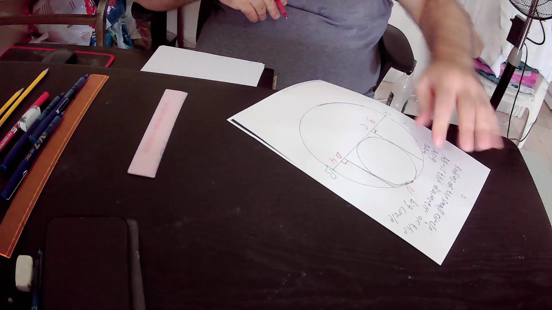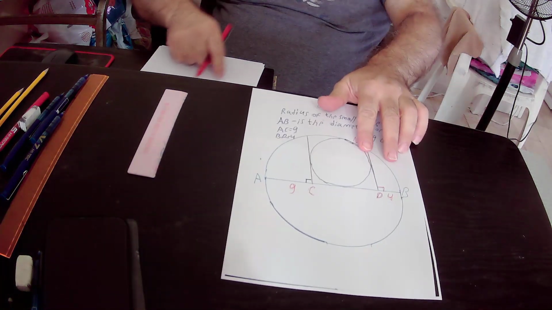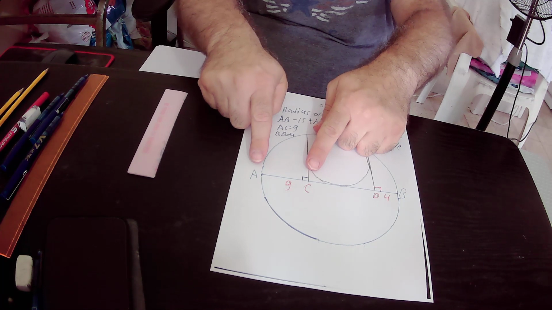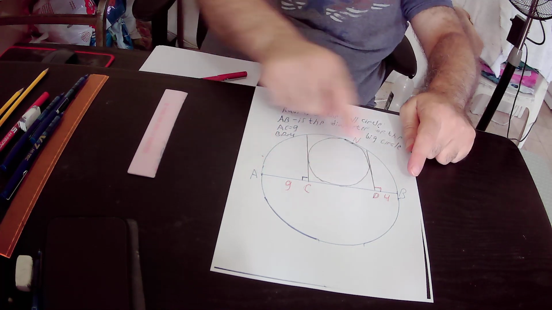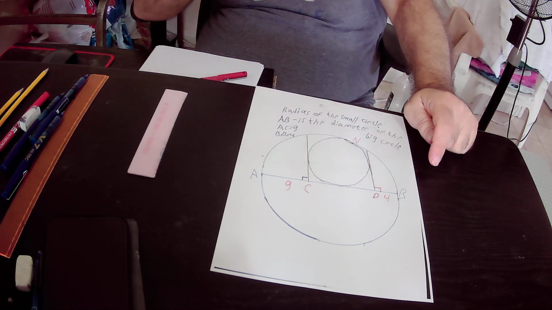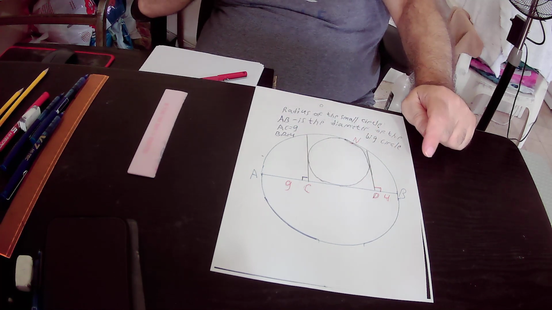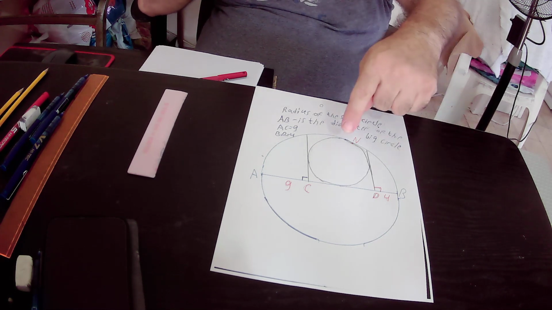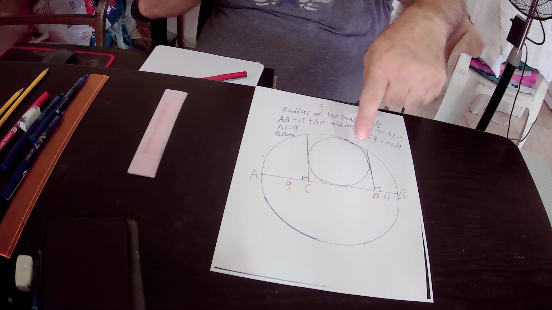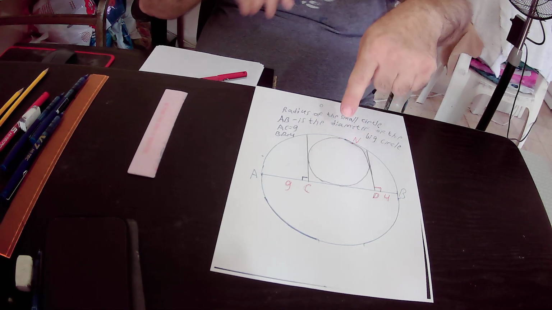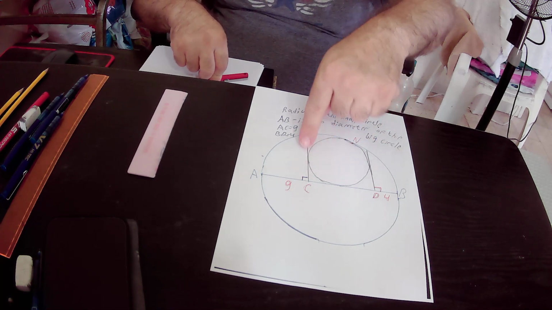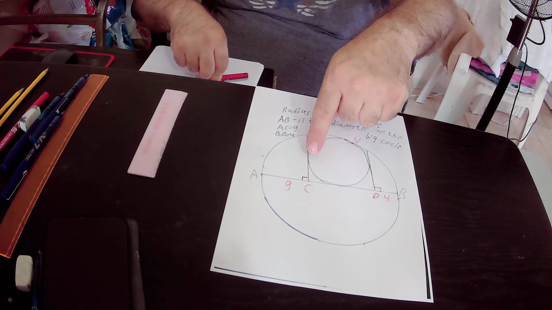and we also know that AC equals 9 units, BD equals 4 units, and also the small circle has 3 tangents. So actually this tangent is tangent to the circle at this point.